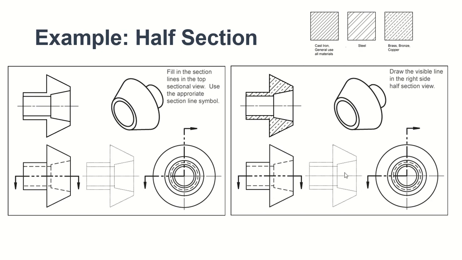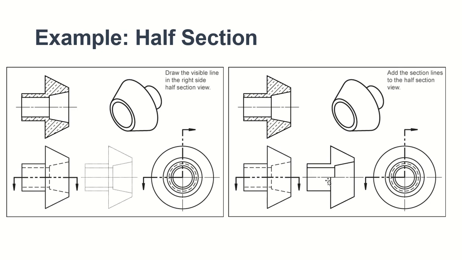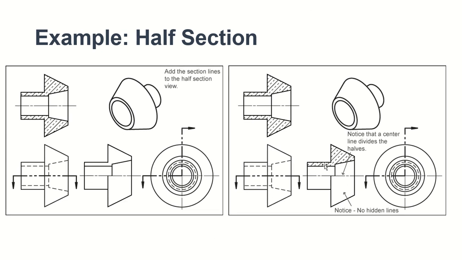Then we have a right side, yeah, and we are gonna draw the half section in the right side. So we're gonna start with the visible line as usual. Then we're gonna fill in the section lines. And this is your half section, yeah. Why? Because we're cutting half right there, okay.